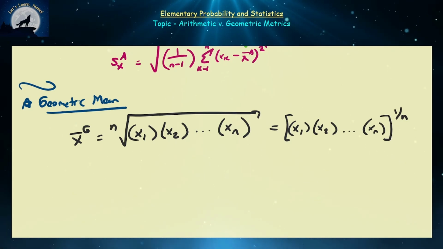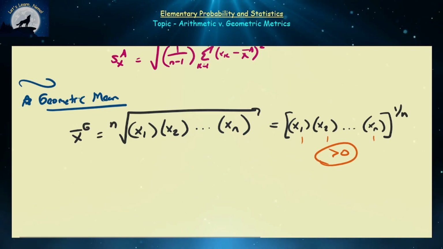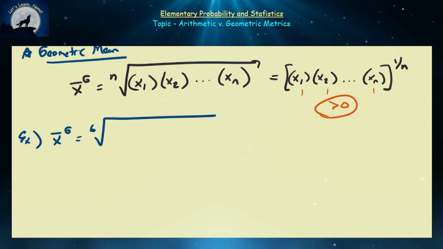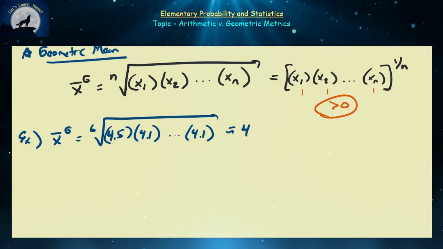And it's very important to note that each of these values must be greater than 0 to have any calculational meaning. So if we consider our particular example of interest rates, then the geometric mean is going to be equal to the 6th root of 4.5, 4.1, all the way down to 4.1. And that's going to come out to approximately 4.1955, and the unit on those was percents.